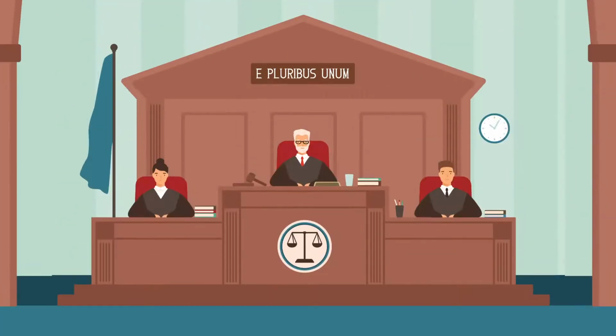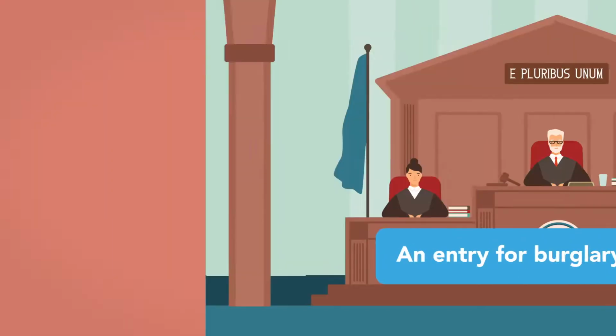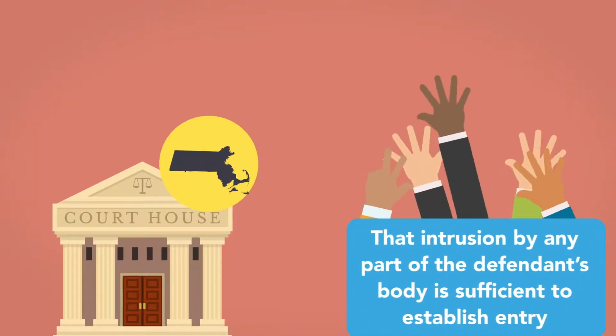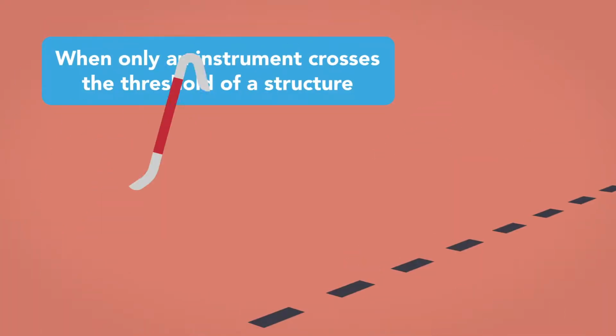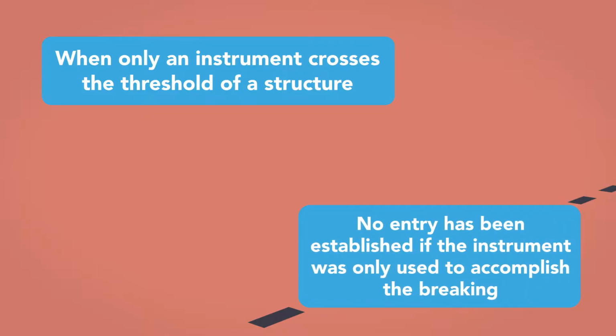Litigation has also addressed what constitutes an entry for burglary purposes. Massachusetts courts have held that intrusion by any part of the defendant's body is sufficient to establish entry. When only an instrument crosses the threshold of a structure, no entry has been established if the instrument was only used to accomplish the breaking.